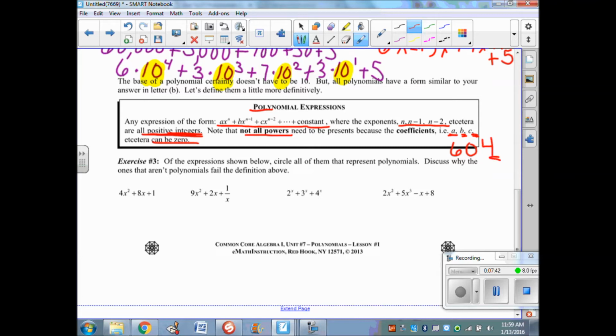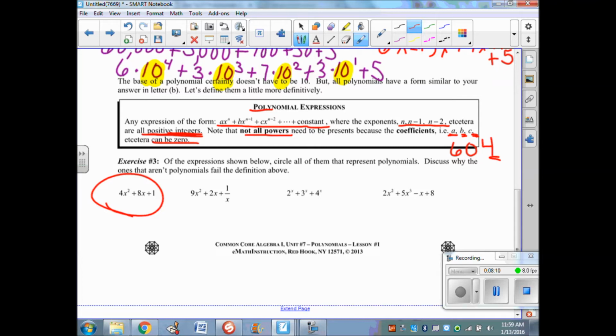So it says, of the expressions below, circle all that represent polynomials. So discuss ones that aren't polynomials. They fail the definition above. So this first one, definitely a polynomial. All my exponents are positive. And let's see, what else do we need to think about? All my exponents are positive, and it's good. We're fine. So let's look at that second one.